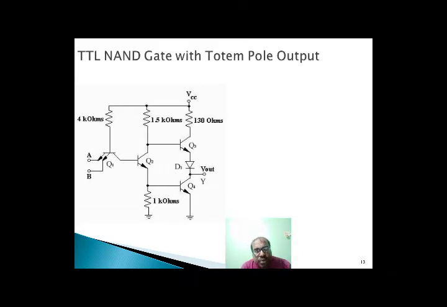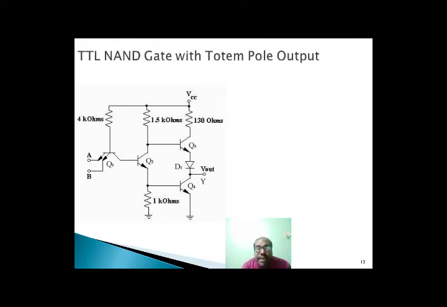The collector of Q2 is high and turns Q3 into saturation. Hence Q3 acts as an emitter follower by providing a low impedance path from VCC to the output, making the output high. At the same time, the emitter of Q2 is at ground potential, keeping Q4 in off condition. This is the same operation for a low on both inputs also.